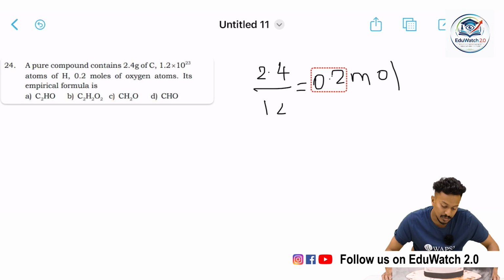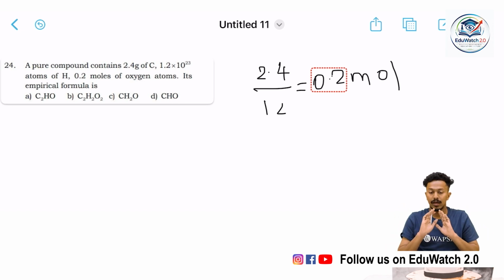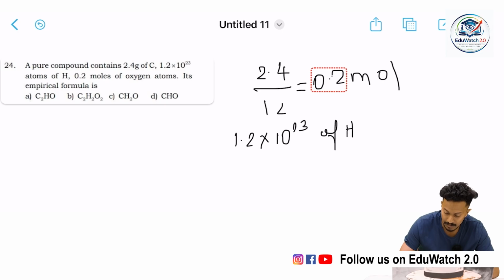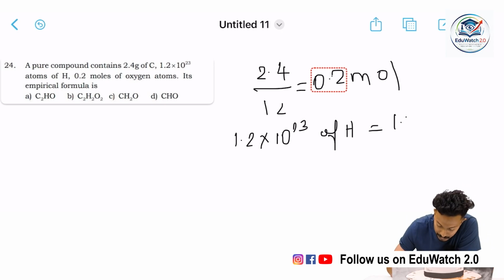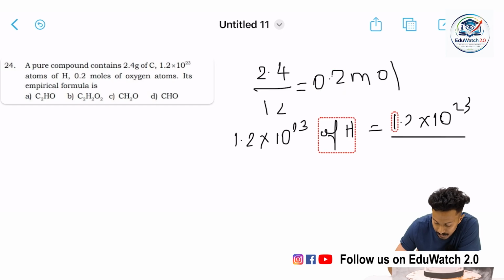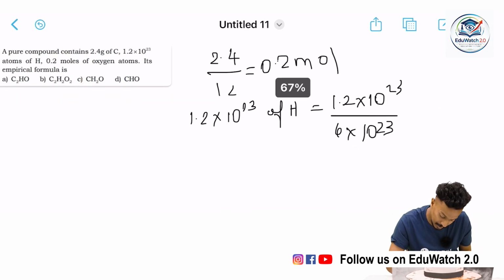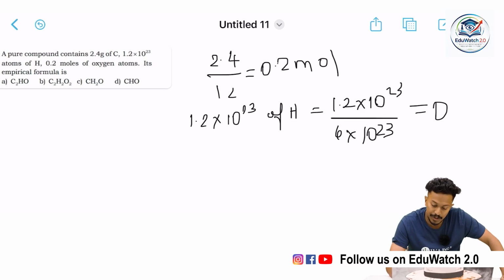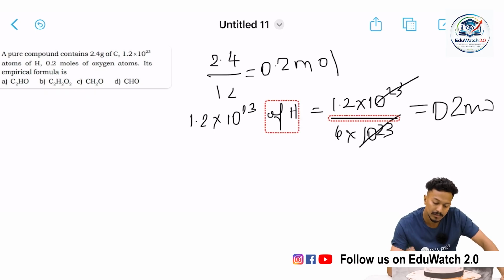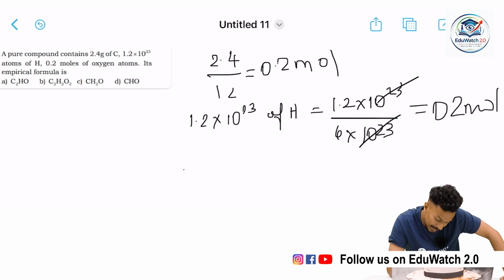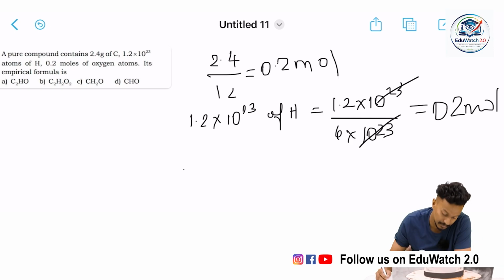Next, 1.2 into 10 raised to 23 atoms of hydrogen. The number of moles is 1.2 into 10 raised to 23 divided by 6.022 into 10 raised to 23. We could simplify by simply putting 6. We get 0.2 mole, so it is actually 0.2 mole of hydrogen. And there are 0.2 moles of oxygen atoms.